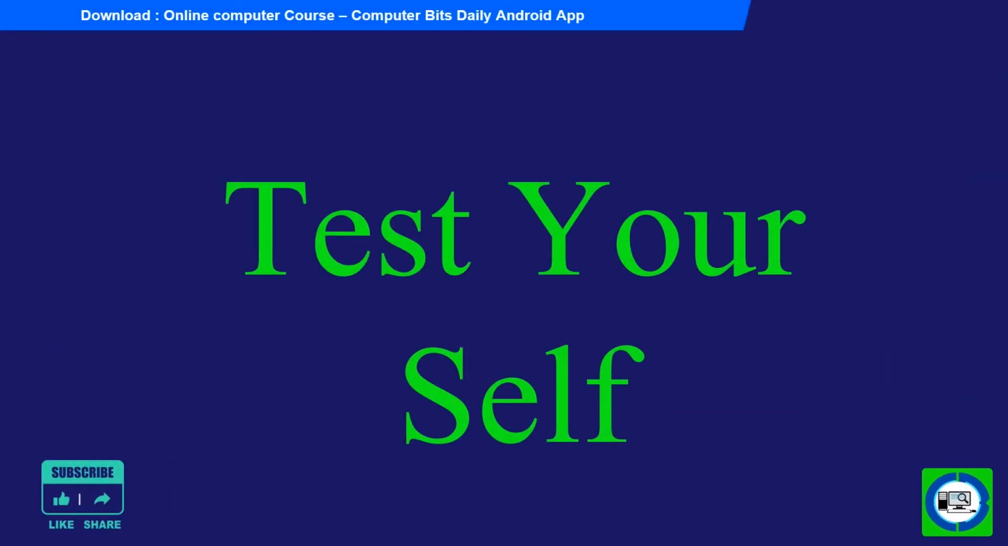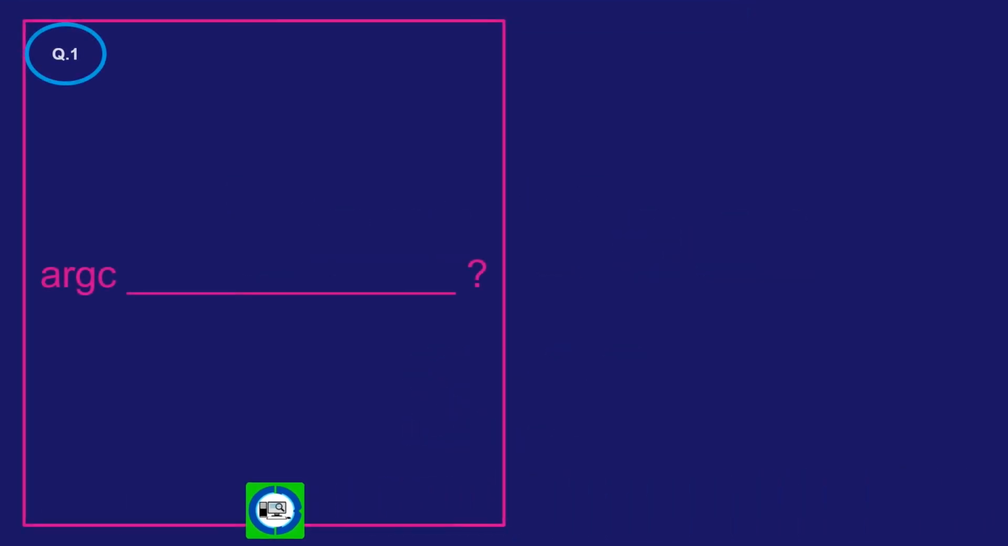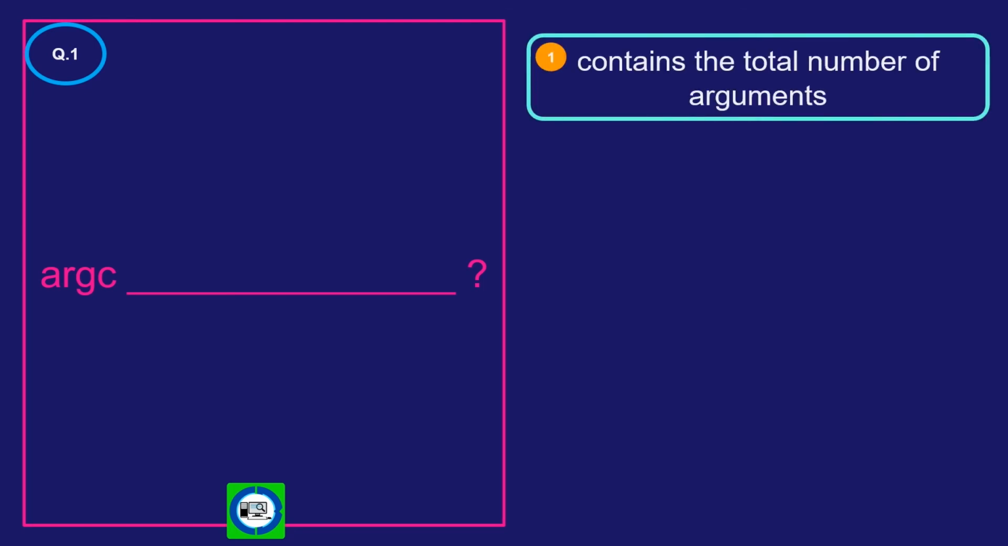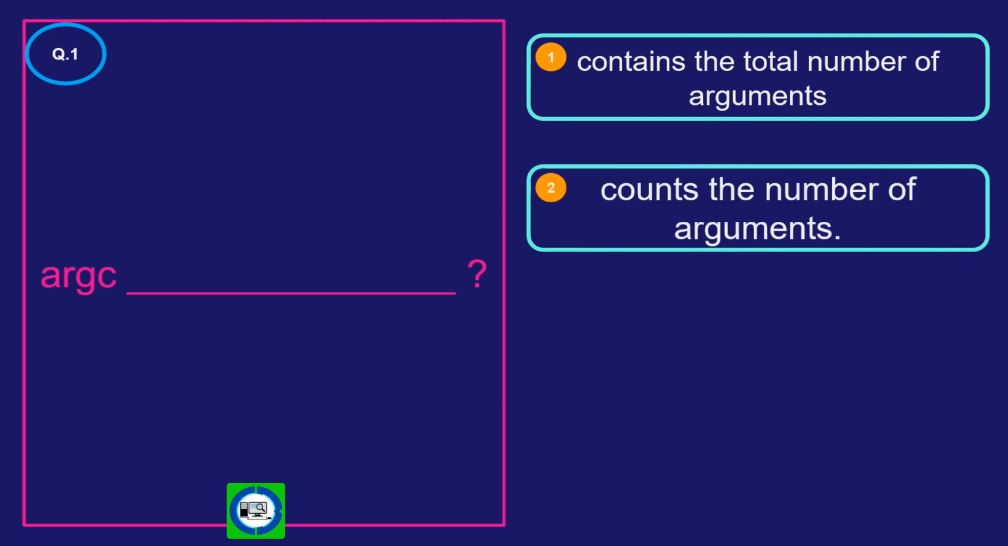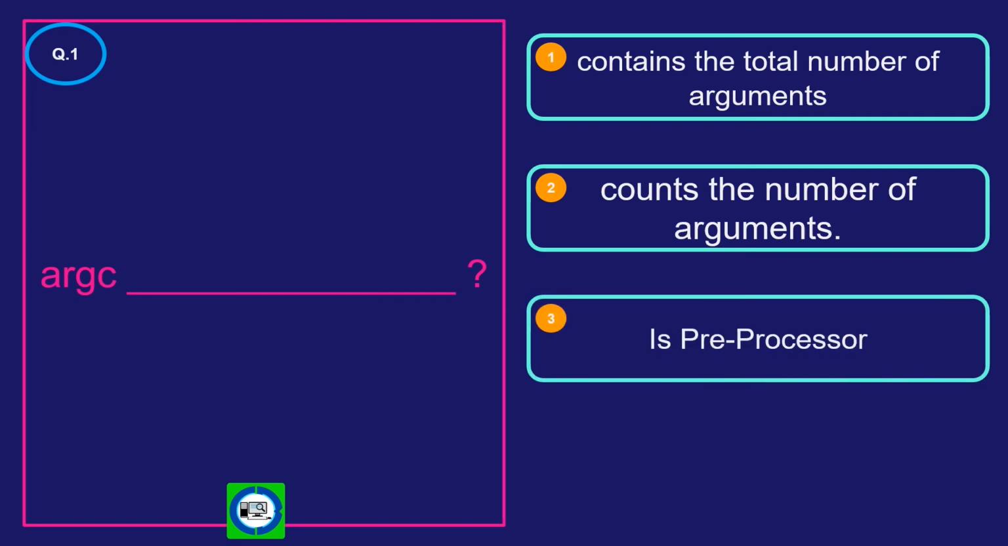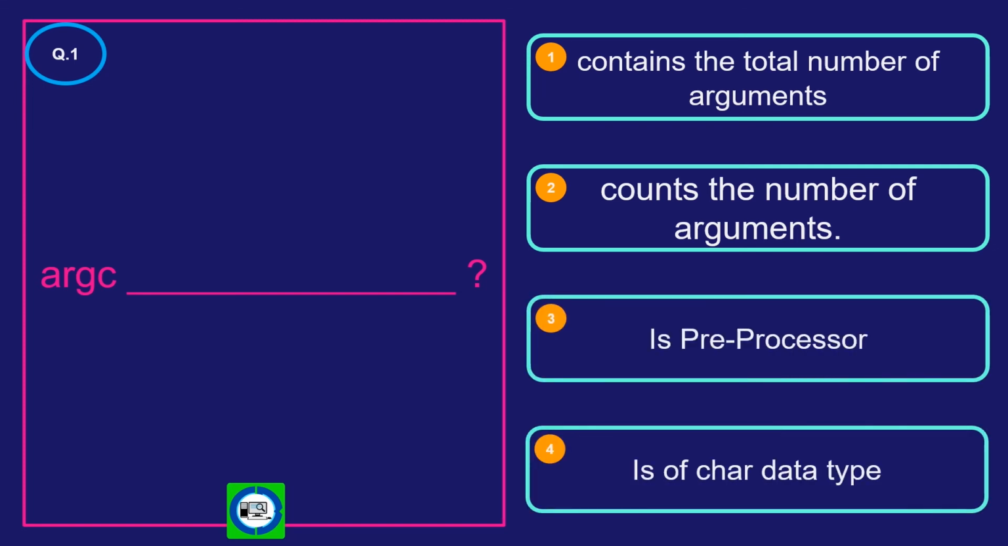This is the time to test yourself. Question number 1. Select the right option about argc. Option 1. argc contains the total number of arguments. Option number 2. argc counts the number of arguments. Option number 3. argc is a preprocessor. Option number 4. argc is of char data type.